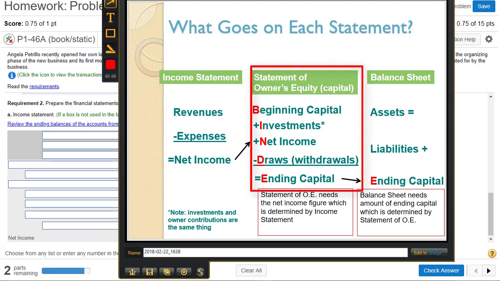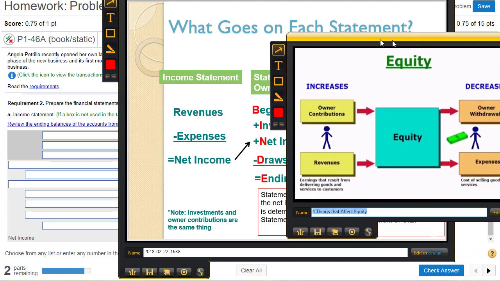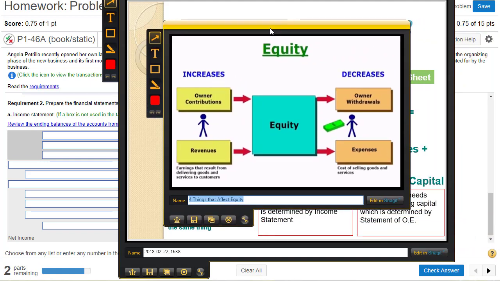Next, we have the statement of owner's equity. Remember, the capital account is the main equity account for a sole proprietor. So this statement could also be called the statement of capital. So the formula starts with the beginning balance of capital. Beginning means the beginning of the year or whatever time period we're looking at. Then we show how the capital is affected by the four things that affect it: investments, net income, and draws. So remember, the four things that affect equity are revenues and expenses. When you combine those, you have net income or net loss.